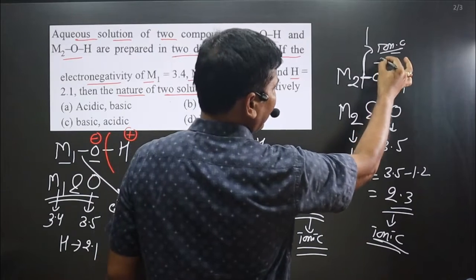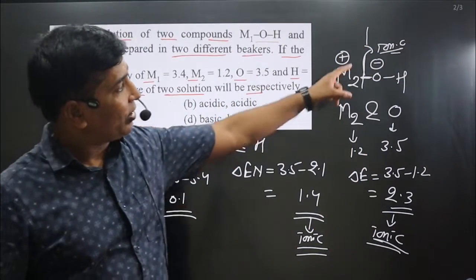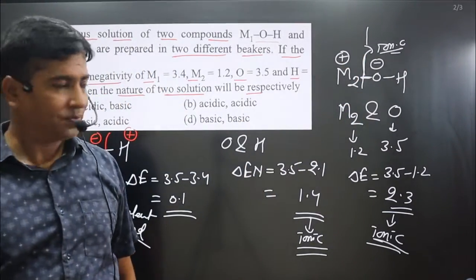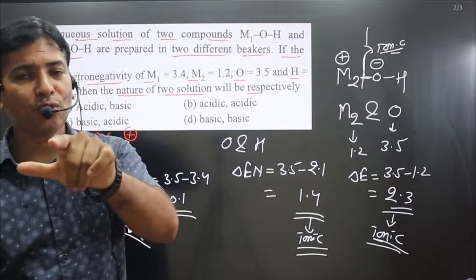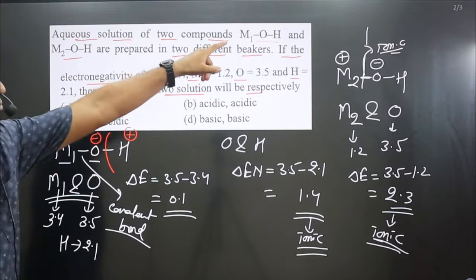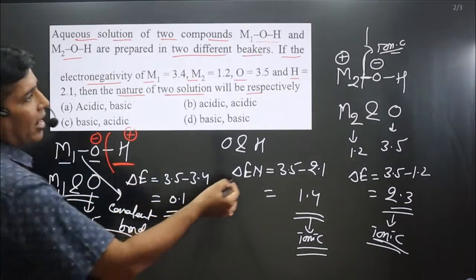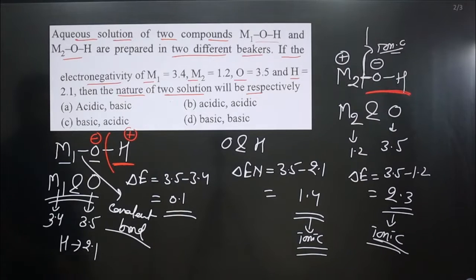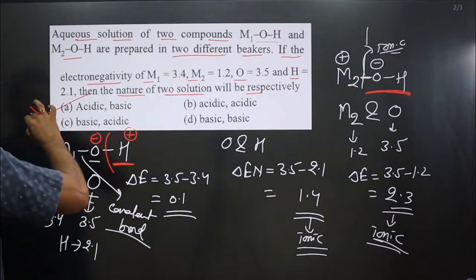Oxygen will carry negative charge and this metal will carry positive charge. When this bond is broken, this substance will be liberating OH minus, and since it is liberating OH minus, it shows basic character. So the second compound is basic in nature and the first compound is acidic, because the first compound is liberating H plus ion and the second compound is liberating OH minus ion. So first one is acidic, second one is basic, then we can say option A is correct.